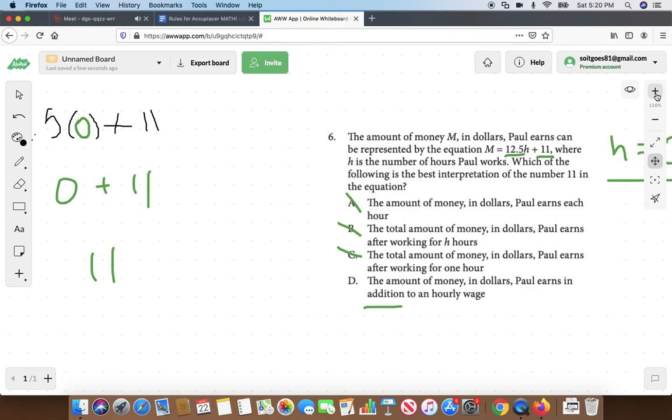Okay, it's going up by $12.50 every hour. Right? So then you know what that 12.5 means. That 12.5 means the hourly wage. And then that $11 is just whatever you added on to the hourly wage. Any questions? No, sir. All right. Again, we're kind of combining that logic and common sense along with plug-in values. And that's a powerful combination.